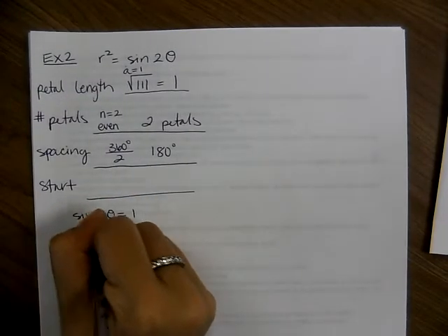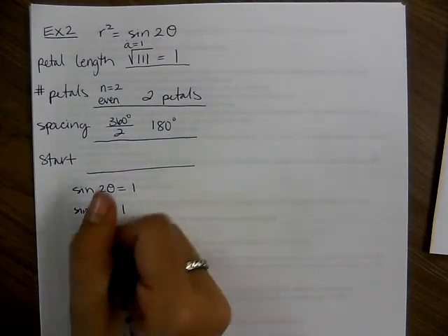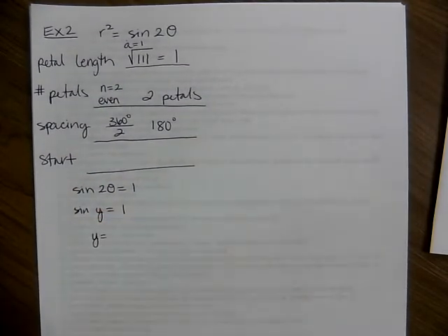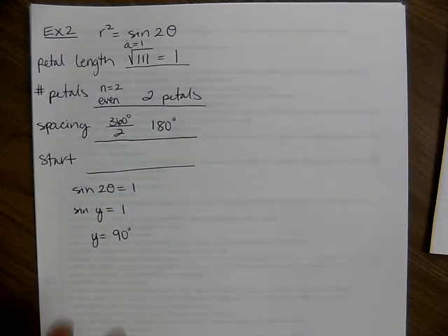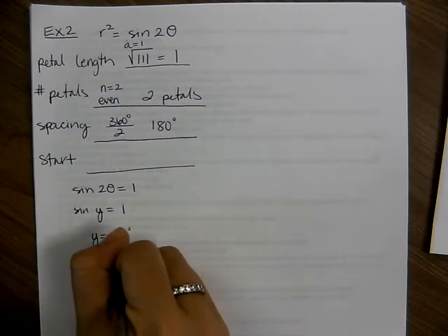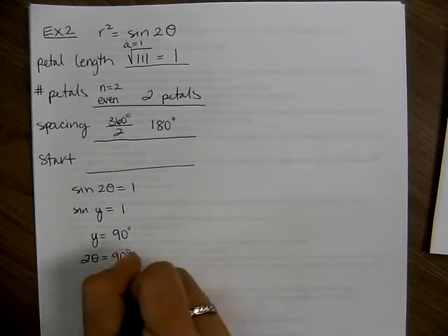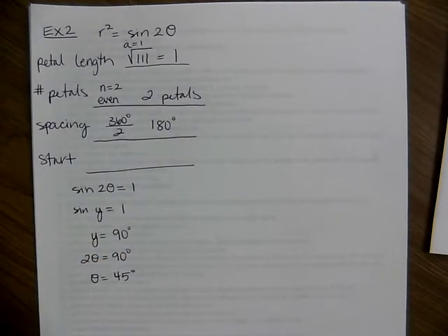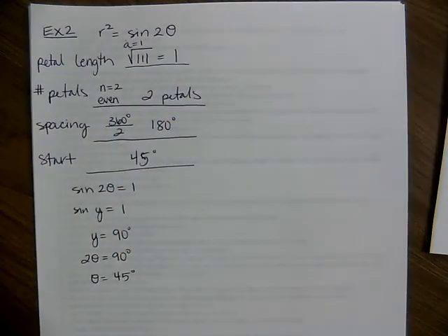So we replace it. Okay, so where is sine 1? Come on, this is an easy one. Where is sine 1? Pi over 2 or 90 degrees. We'll keep going with degrees. Okay, now that's equal to y. So we're going to set it back equal to 2 theta. Divide by 2. And theta equals 45 degrees. So we start at 45 degrees. Our first petal should be at 45 degrees.